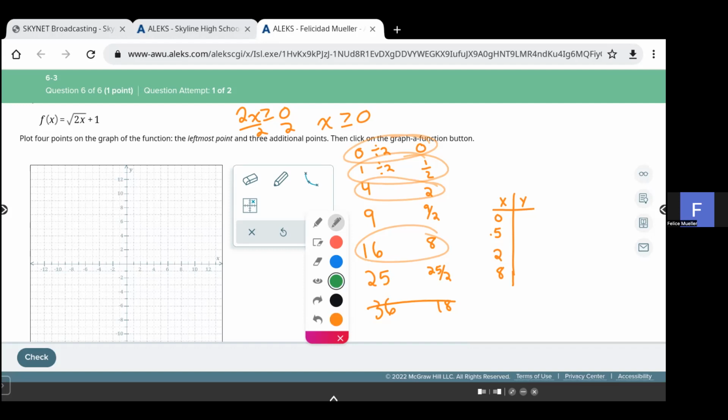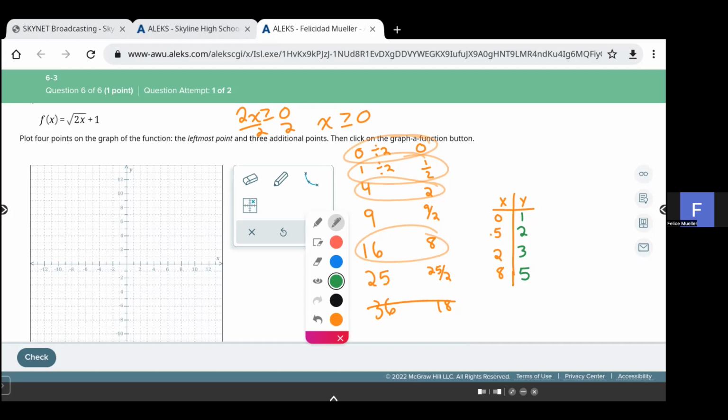When I plug 0 in, I get square root of 0, which is 0 plus 1, and then I get a 1. 1 half times 2 is 1, square root of 1 is 1, plus 1 is 2. 2 times 2 is 4, square root of 4 is 2, plus 1 is 3. 2 times 8 is 16, square root of 16 is 4, 4 plus 1 is 5.